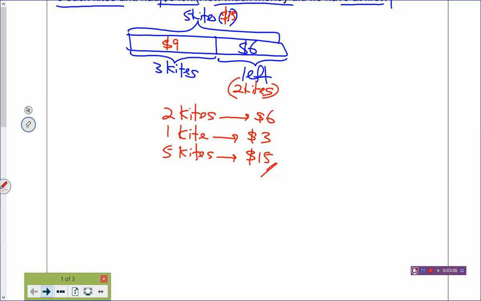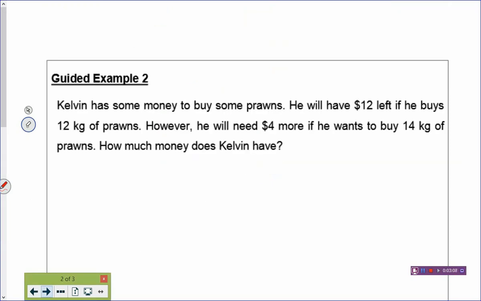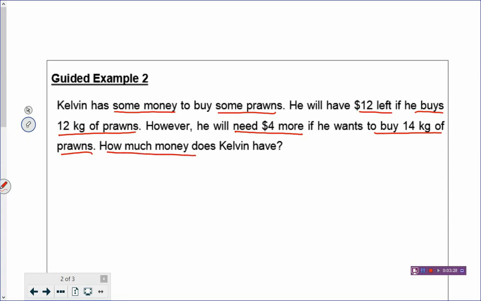Okay, let's go to the next one. Calvin has some money to buy some prawns. He will have $12 left, excess, if he buys 12 kg of prawns. However, he will need $4 more. If you don't have enough money, that is called shortage. If he wants to buy 14 kg of prawns, how much money does Calvin have?